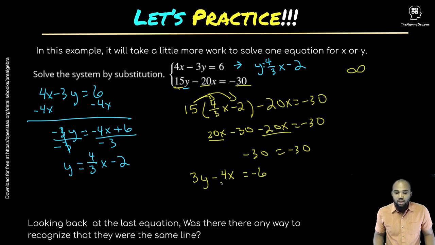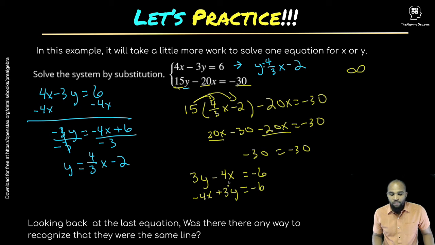So notice that it's starting to look a little bit like this problem. Matter of fact, if I rearranged these so that the x is first, I get negative 4x plus 3y equals negative 6. So I didn't change anything here. I just moved them around. They kept the same power. But it's almost like this one.